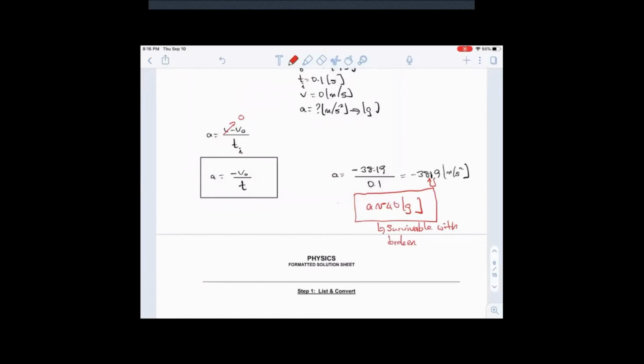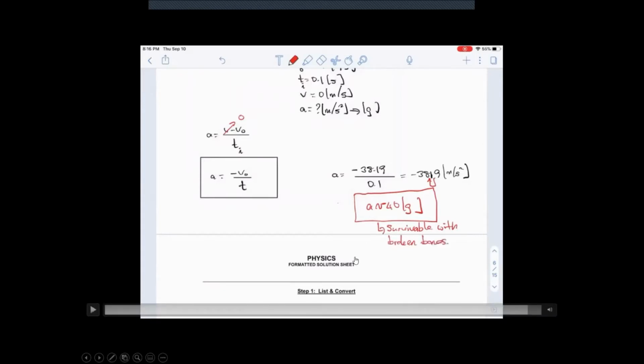Anything over 25, expect broken bones. So I would expect broken bones here. All right, so I'm just stating facts. You generate the numbers and check them against reality.